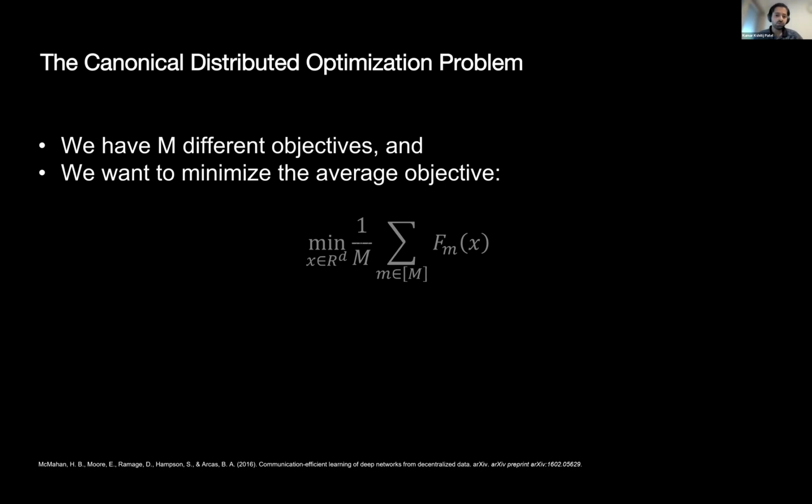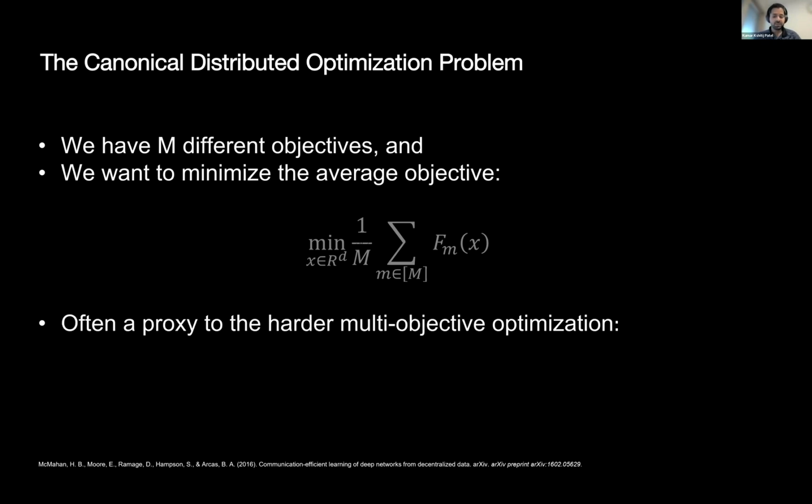Why would you usually want to solve this problem? Usually you want to solve it because it's a proxy for a harder multi-objective optimization problem. In particular, you have these objectives and you want to come up with models which work well for each of them, and somehow also use the information coming from one objective to get to an optimizer for the other objective, etc. But this multi-objective optimization, like all multi-objective optimization problems, is hard. And it's a very reasonable proxy to just average things and instead try to optimize the average objective.